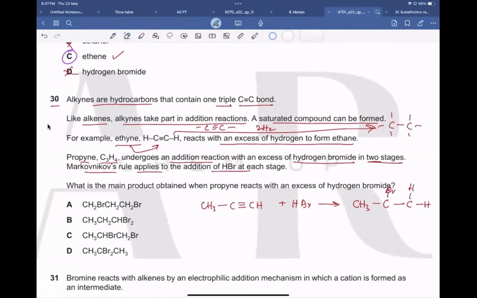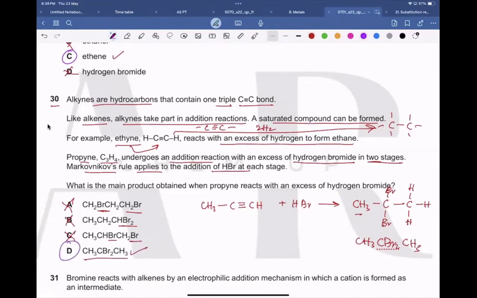Then when the other HBr reacts, the hydrogen is going to bond over here and bromine is going to bond over here. So it's going to be CH3, CBr2, CH3. So see, the bromine is getting attached to 2 carbons, so that goes wrong. 2 bromines attached to a terminal carbon, that goes wrong as well. 2 bromines attached to different carbons, so that goes wrong. So CH3, CBr2, CH3 is the correct answer. So our correct answer is D for question 30. Is this clear?